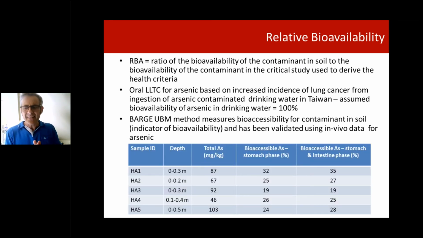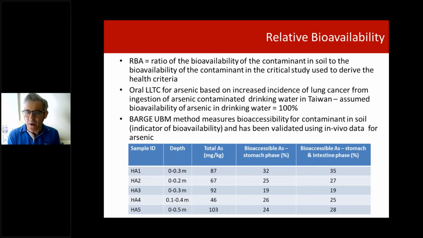So I thought, right, that site with the 10 houses, I'm going to go out and take some samples. I've taken 5 samples and I've analysed them for the UBM method. And the UBM method gives you 2 answers per sample. It gives you the bioaccessible arsenic in the stomach phase and in the stomach and intestine phase. Two slightly different tests. Generally, for each sample, you will use the maximum of these two values. So for this one, it'd be 35. For the next sample, it'd be 27.